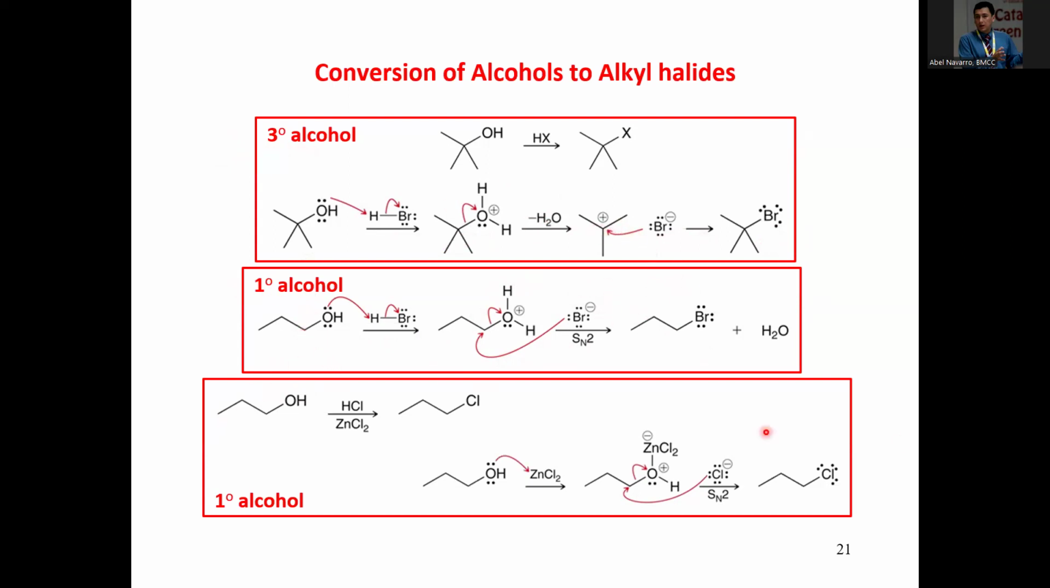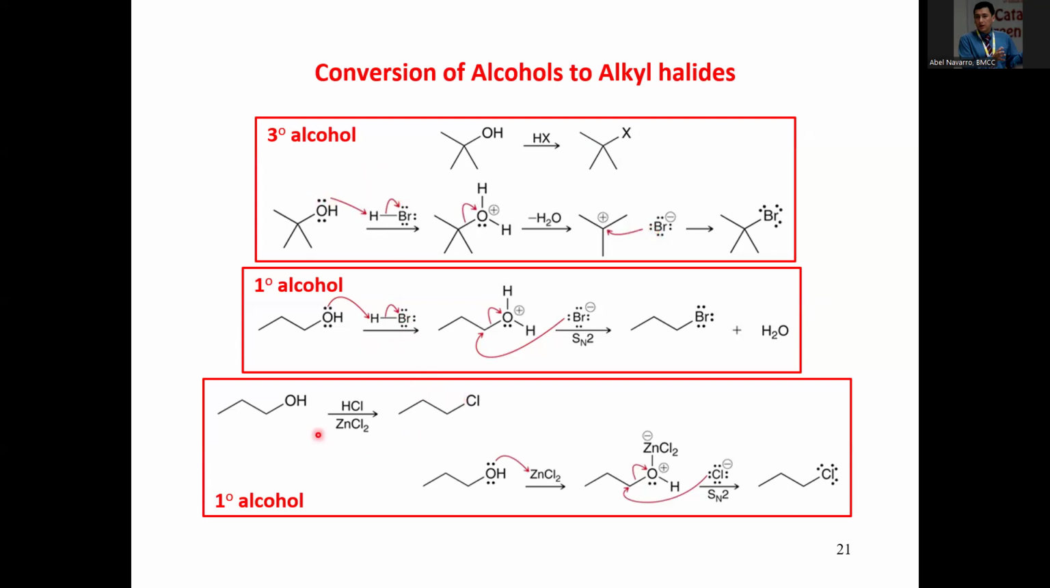Primary alcohols get protonated, but then the bromide attacks in an SN2 style. That means synchronized: it leaves and attacks at the same time. Here, no. Here it is a two-step reaction. It leaves and then attacks, two separate steps. That's the difference between SN1 and SN2.